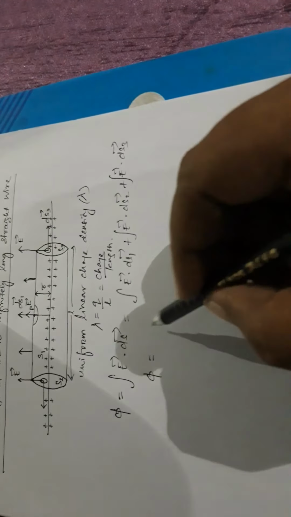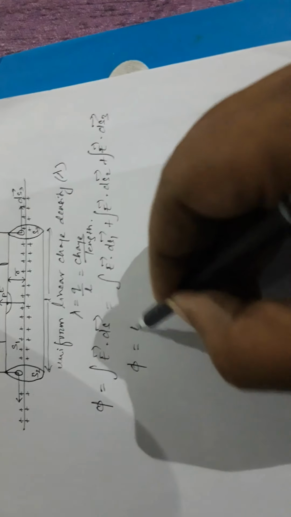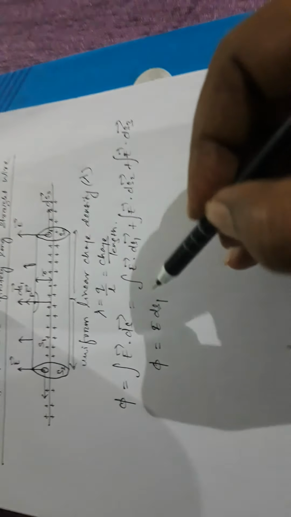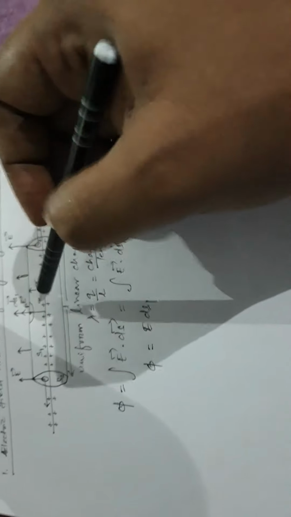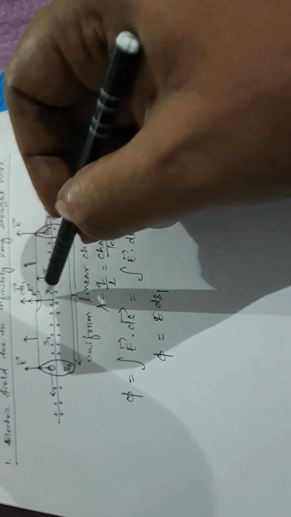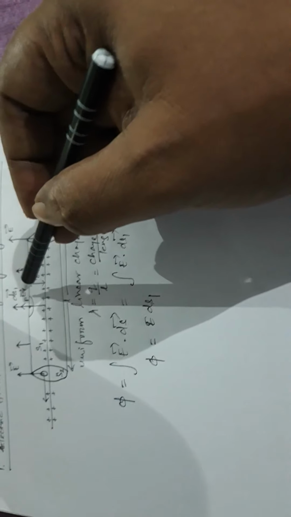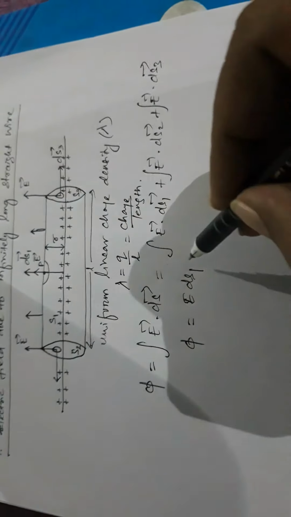Okay, now here you see phi is equal to integration of E ds1. This elemental surface ds1 is taken at the point P, and as the charge is positive, the electric field is radially outwards. So ds1 and E vector are parallel. So E ds1 cos 0 degree.